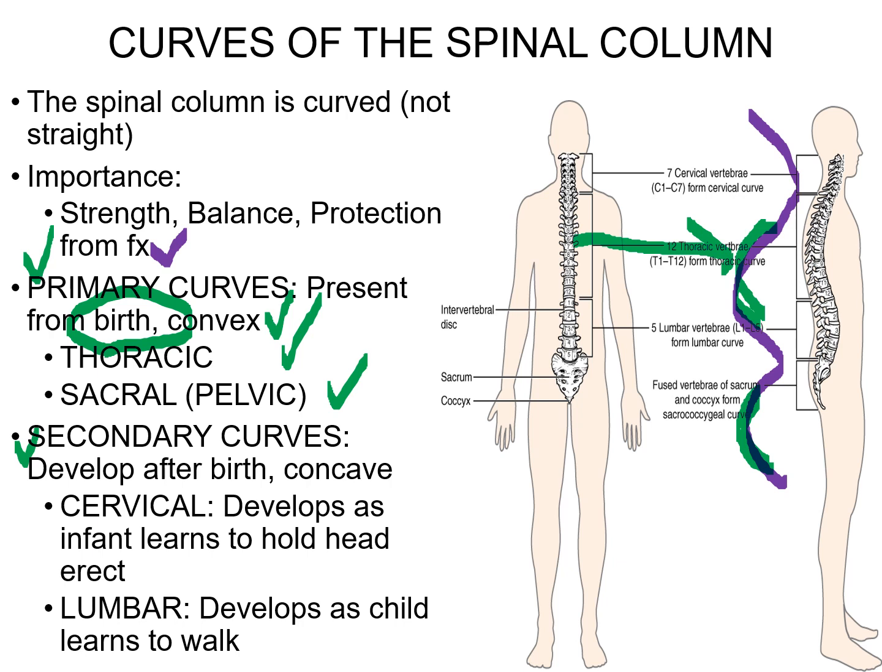Now the secondary curves are concave, and these are called secondary because you're not born with them. You have to develop them. So they're the opposite direction. They actually curve in.